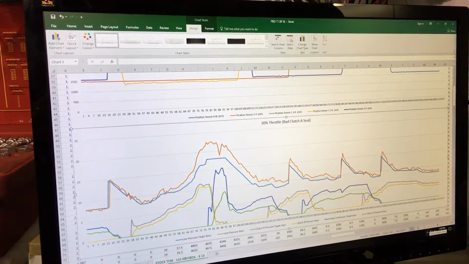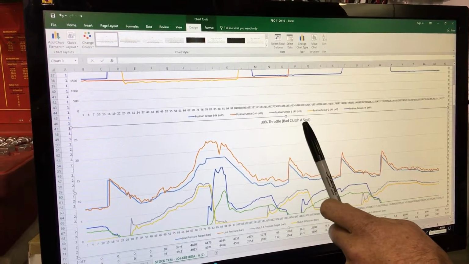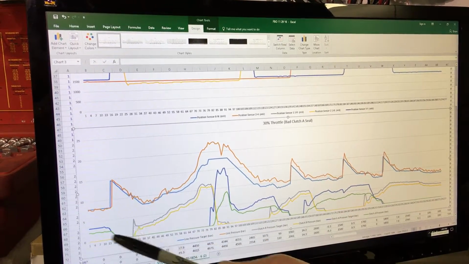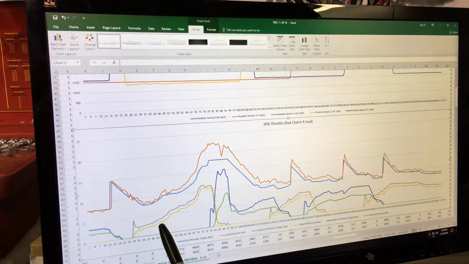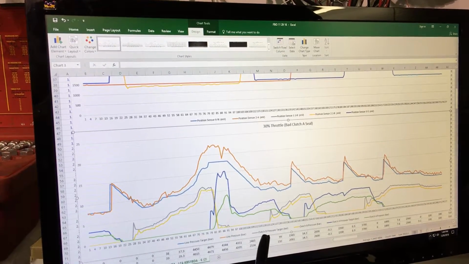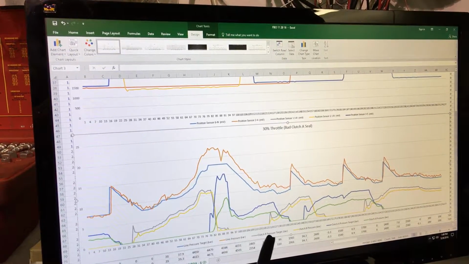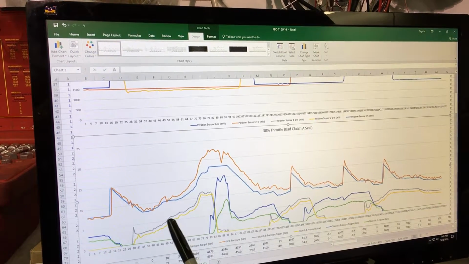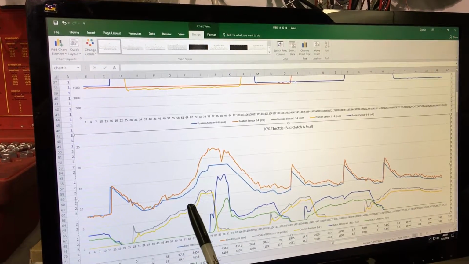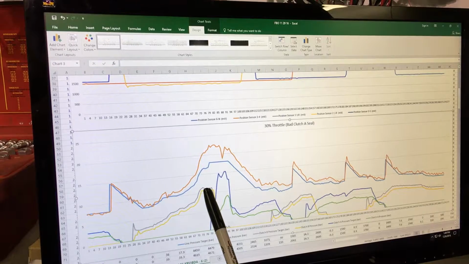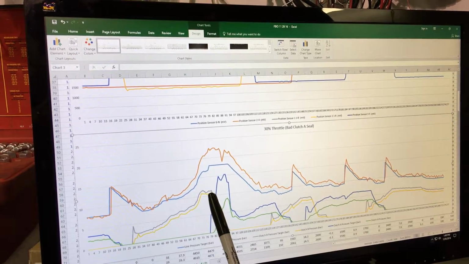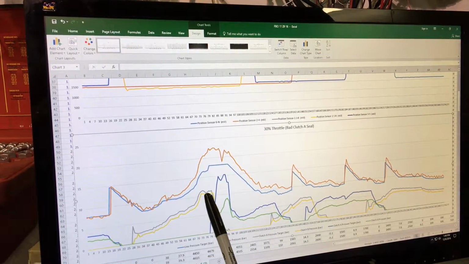Here is one, a 30% throttle pull with a bad clutch A seal. So we look right here. We have gray, so the gray is B pressure target and B pressure actual right here. So we're going up through. B seems good. I would imagine since this is B, this is probably first gear.